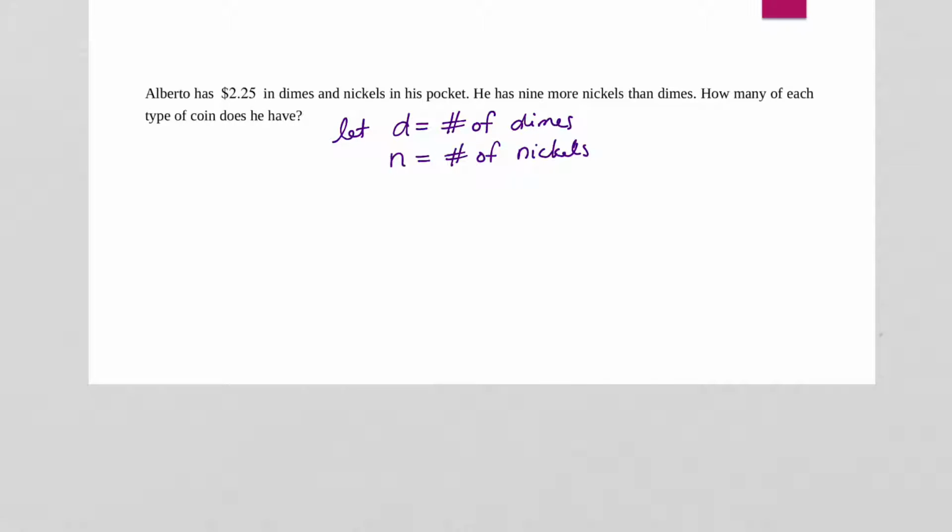Alright, so it says here he has 9 more nickels than dimes. So he has more nickels in his pocket than he has dimes, right? 9 more nickels than dimes. So his nickels are 9 plus the number of dimes. Okay? It says here that he has $2.25 in his pocket.